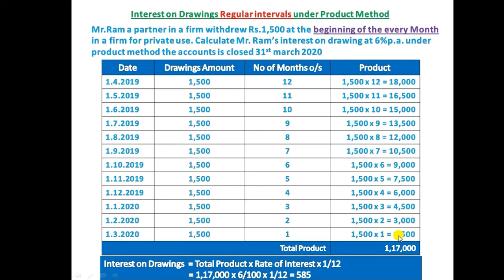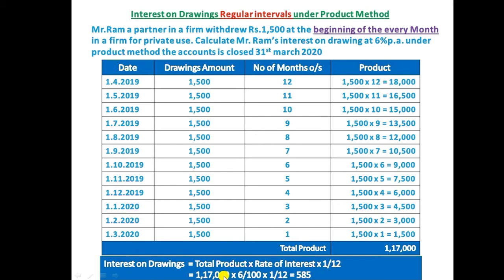After multiplying the drawings amount and the number of months, we need to total the product. When we total, we'll get 1,17,000 as the total product. So now, after calculating the total product, we need to calculate interest on drawings. Interest on drawings is equal to total product into rate of interest into 1 by 12.